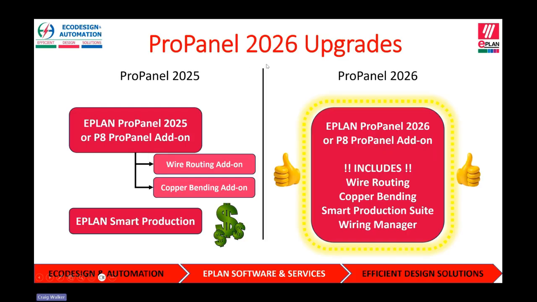So the big changes in ProPanel 2026. Originally, ProPanel 2025 was a standalone package, or with P8, you can get a ProPanel add-on. And then if you wanted the wire routing add-on, it would be an addition. If you wanted the copper bending add-on, that would be an addition, as well as there were no single line diagrams, no 2D panel layouts, and no PLC handling in this. From then, if you wanted to look at smart production, that was a 3-stage process as well, in terms of there was smart mounting, smart wiring, and the whole smart production suite. That has all been included and built into ProPanel 2026.